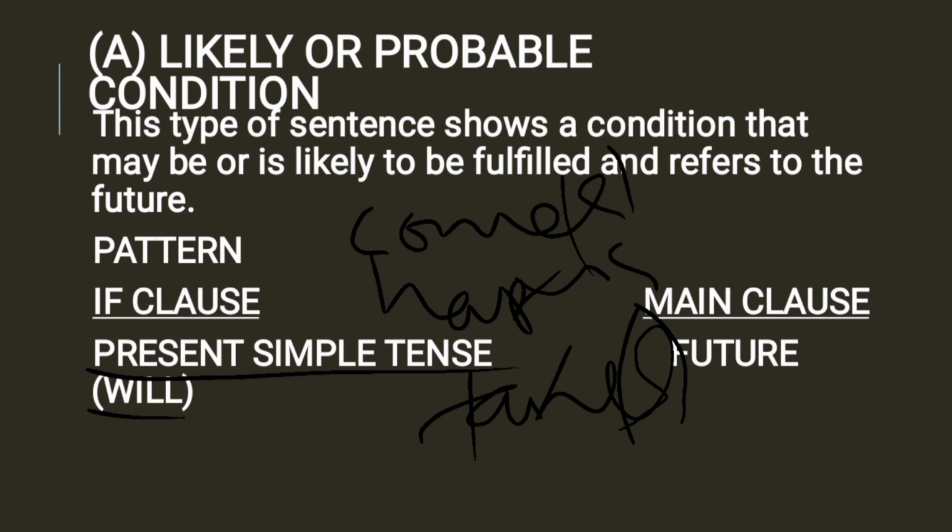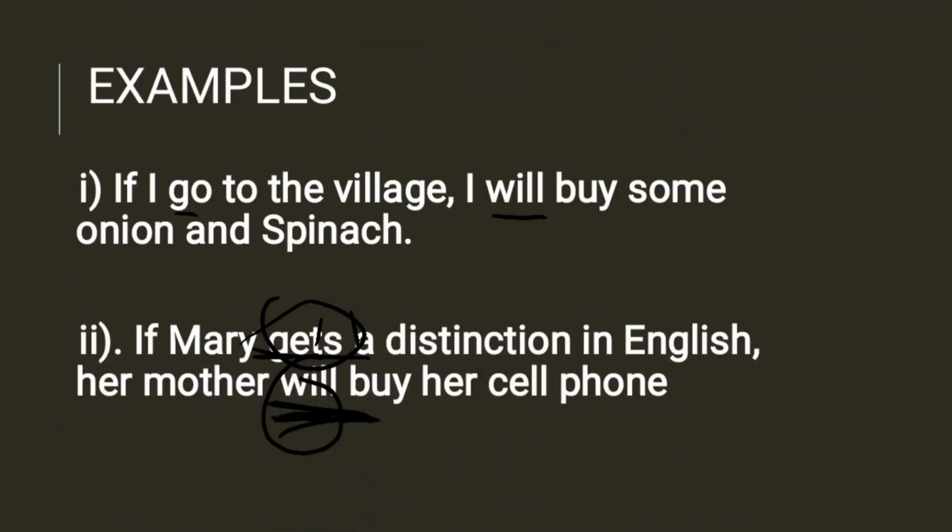So this is what you are expected to have in the if clause of the likely condition or the probable condition. The present simple. In the main clause, you are supposed to have the future. Look at these examples here. If I go to the village, I will buy some onion and spinach. So there is a condition here. If this person doesn't go to the village, will he or she buy some onion and spinach? No. Definitely no. So this is the condition.